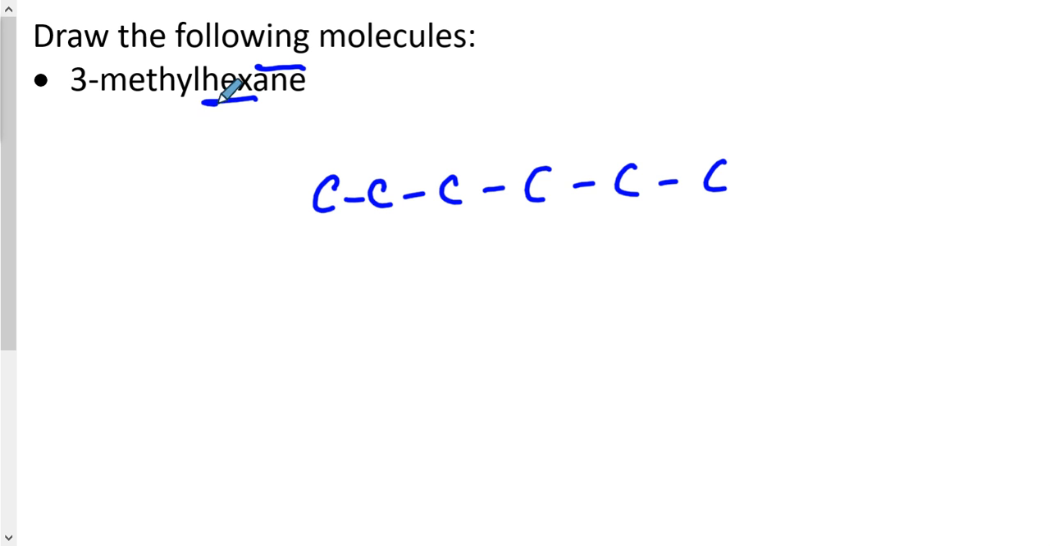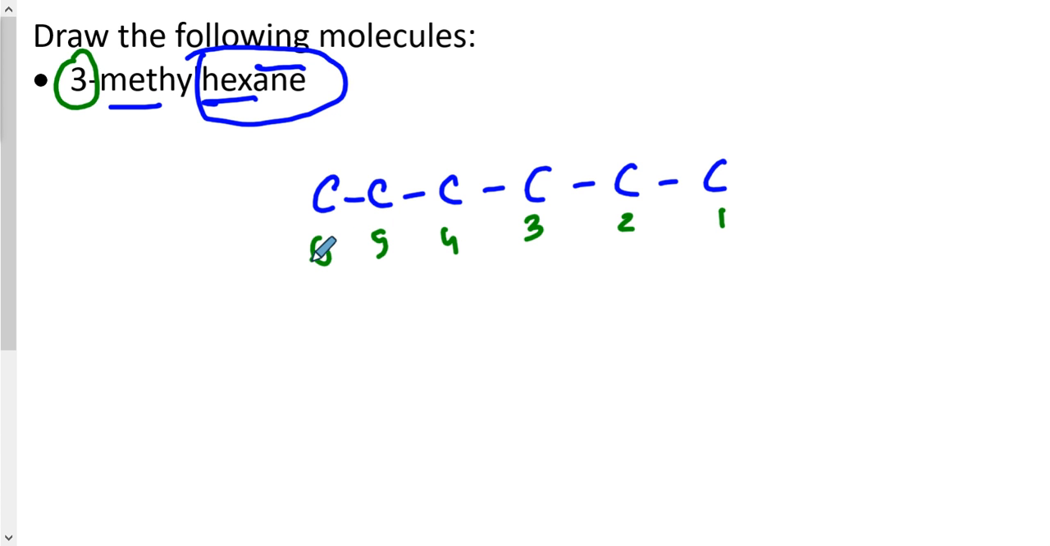So once I drew the parent chain of hexane, now I can focus on the alkyl group of methyl, which is supposed to be in my third carbon. So I have to decide if I'm going to count it from left to right or right to left. Either way, it's going to be correct. So I'm going to count it this time from right to left. 1, 2, 3. So that's my third carbon where I'm going to draw it. Then 4, 5, 6. Someone might count from left to right as well.